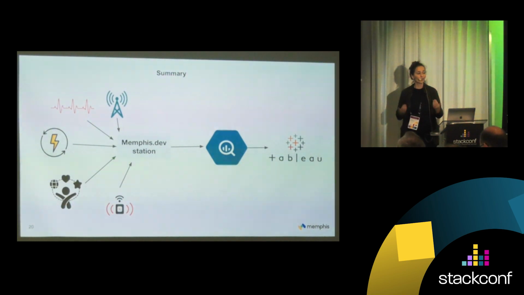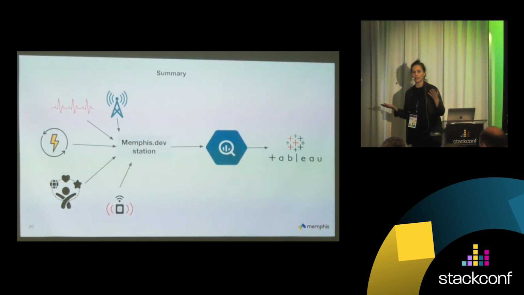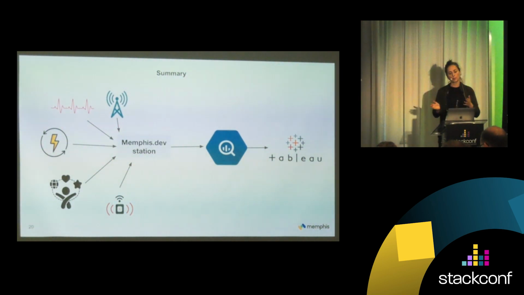For a summary, I don't know if I'm going to stay with this solution, because this is easy for us now. Maybe I will want to switch to another managed solution. But the way that we do it is to just collect data into Memphis, move it to BigQuery, and then to Tableau to visualize everything.